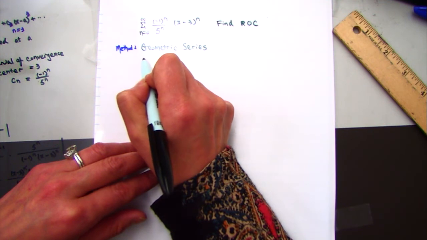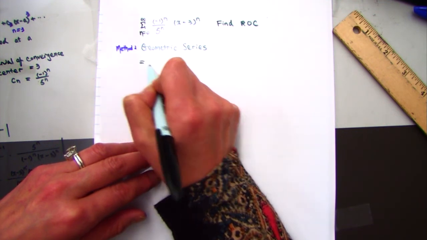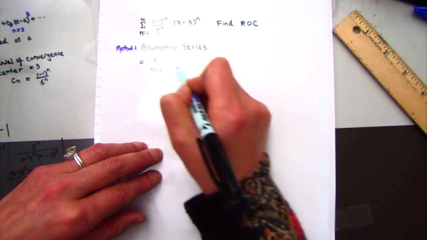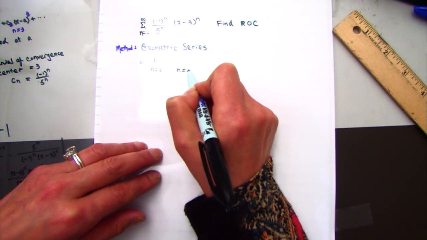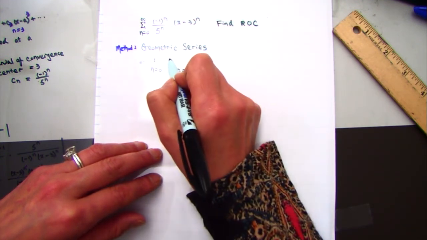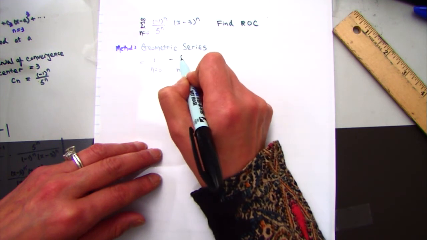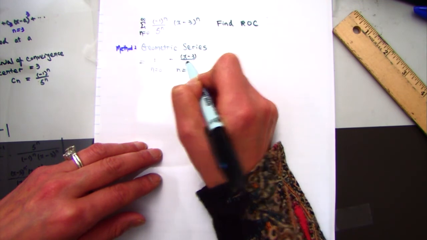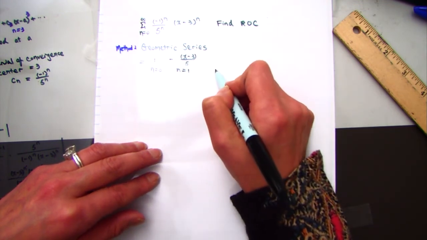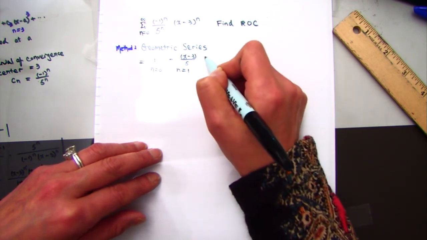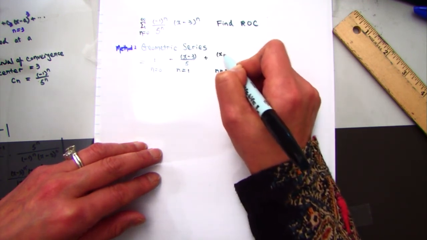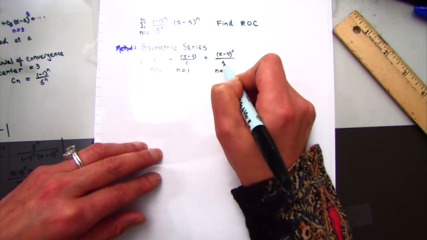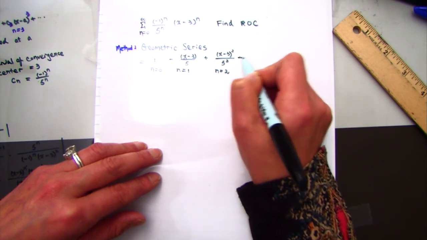How do I do that? I want to open it up. Alternating signs. Huh? N equals to 2. Next one should be negative.